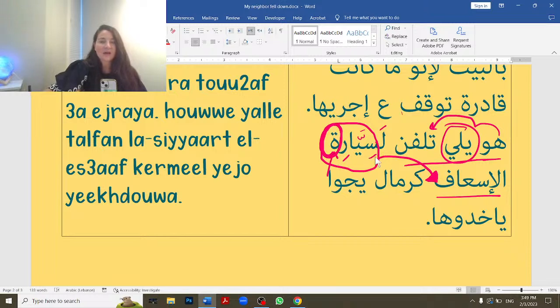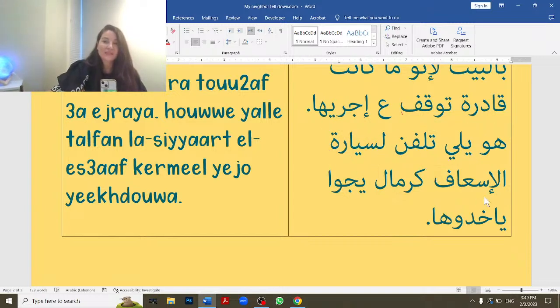And we don't say siyara al-is'af. That would be completely wrong. We have to say siyarat al-is'af. إسعاف يعني ambulance. سيارة الإسعاف يعني literally we're saying the car of rescuing. That's why it translates as ambulance. Okay, so هو اللي تلفن, he is the one who called.